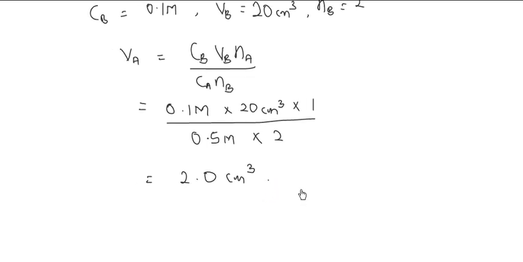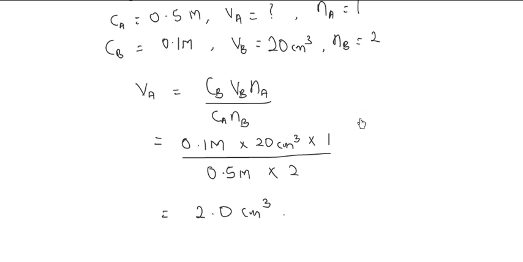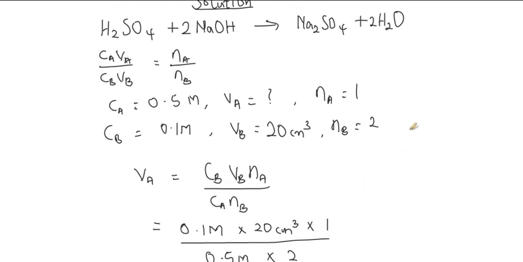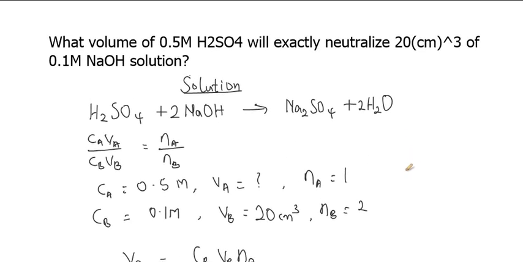So here we've answered the question. Hence, 2.0 cm³ of 0.5 molar sulfuric acid, that is H2SO4, will exactly neutralize 20 cm³ of 0.1 molar sodium hydroxide solution.